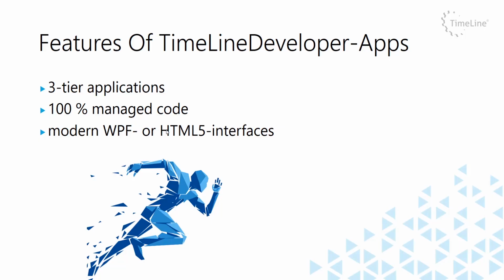Let's first have a look at a few features of TimeLine Developer apps. TimeLine Developer apps are 3-tier applications. They consist of 100% managed code, usually written in C#.NET. And they feature a modern WPF or HTML5 interface. The middleware is called the TimeLine Server.